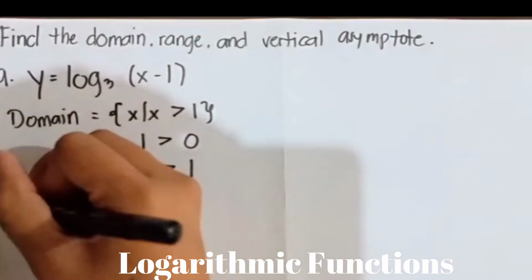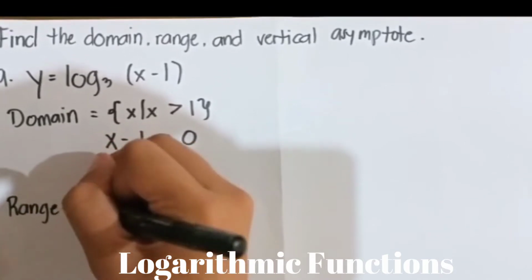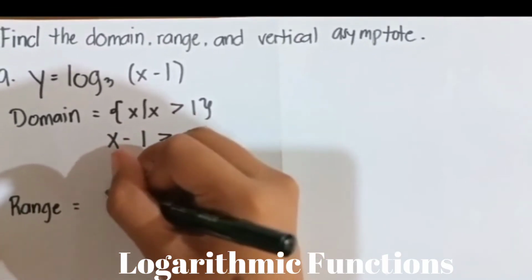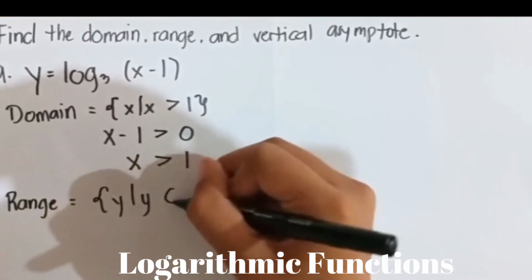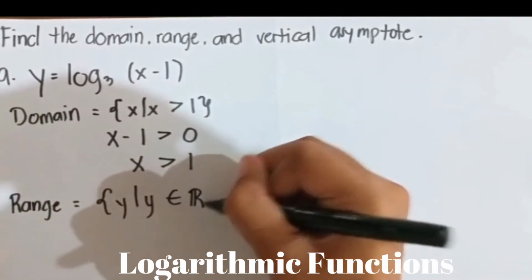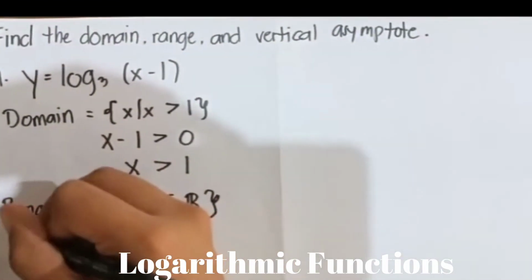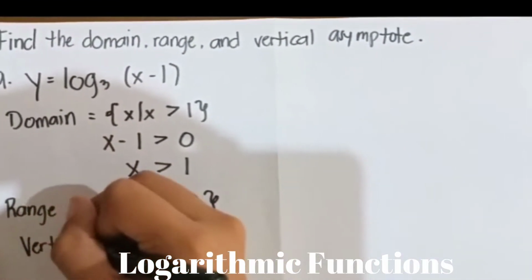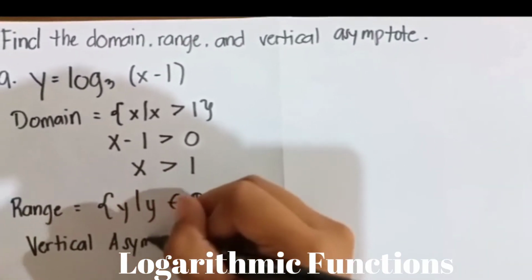Based on the rule, the range will always be {y | y is a real number}. The vertical asymptote will be x equals 1, which came from the domain x is greater than 1.